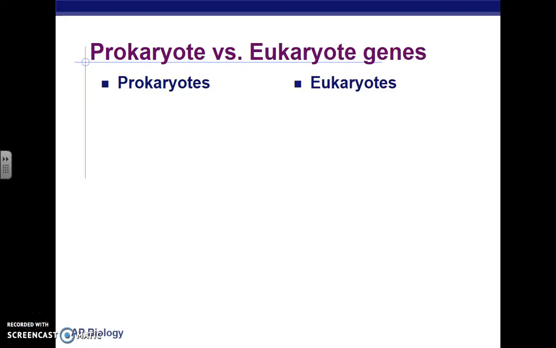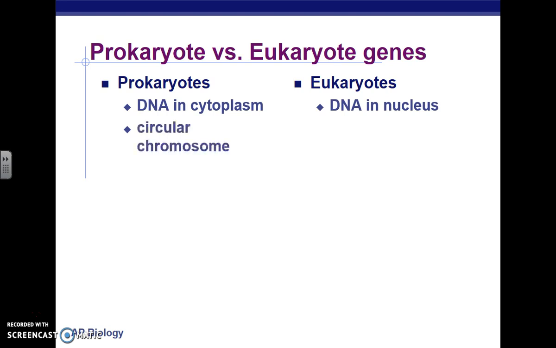So far, everything we've learned about replication, transcription, and translation, we've been talking about in eukaryotes. So there are some things that differ in transcription and translation in prokaryotes, and we're about to discuss those briefly now. So the first thing is that, you should know this already, that prokaryotes don't have a nucleus. So their DNA is located in the cytoplasm, where eukaryotes' DNA is in the nucleus. That's nothing new. Okay? Prokaryotes have circular chromosomes.